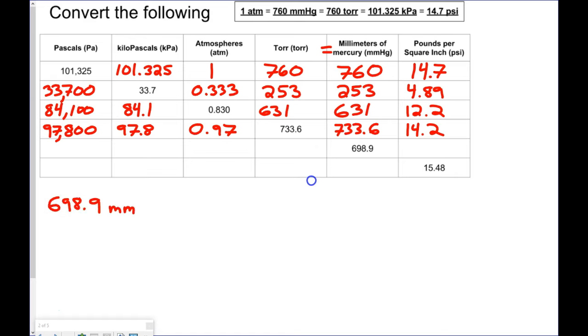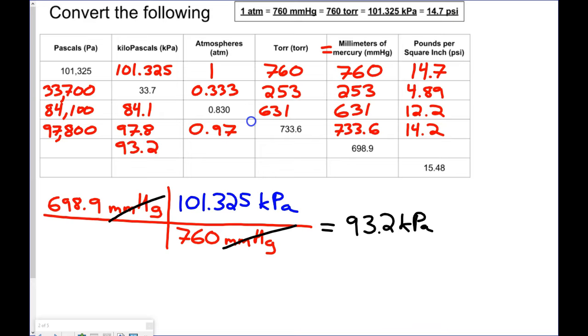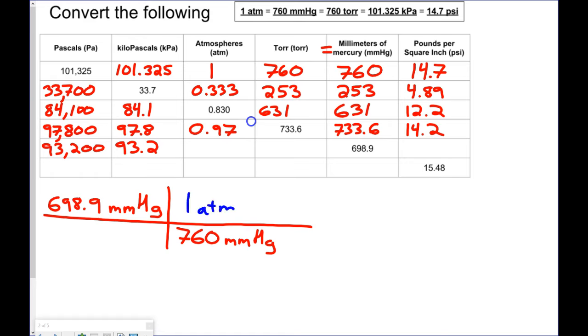698.9 is what I'm given for this next one here, millimeters of mercury. I'm going to convert that into kilopascals. Set that up there, cancel out millimeters of mercury. I'm left with 93.2 kilopascals. Convert it to pascals, multiply by 1,000. Let's substitute in for atmospheres. Now I'm going to divide that by that. I'm left with 0.92 atmospheres, a little bit higher.